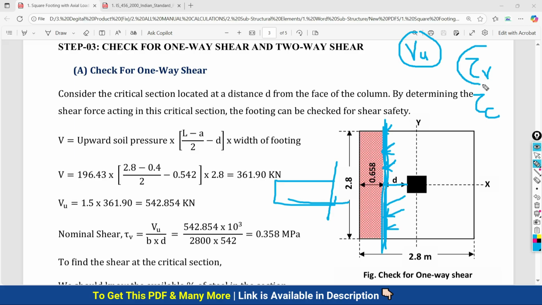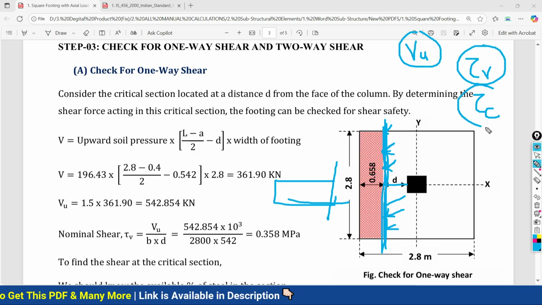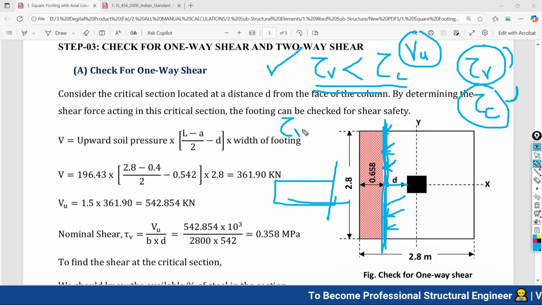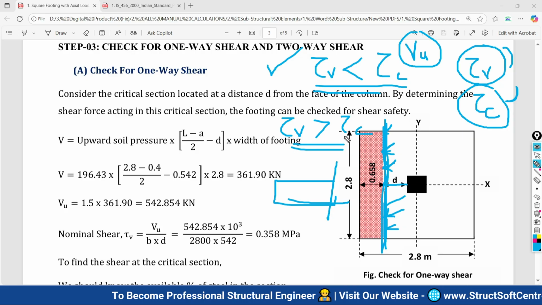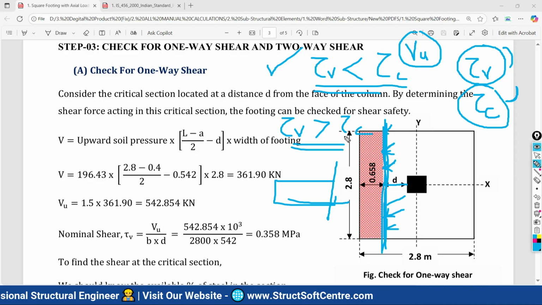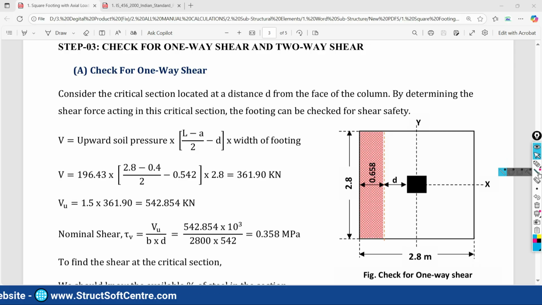And you need to compare this nominal shear and this critical shear. This is the action, this is the reaction and resisting capacity. So always your action should be less than the capacity, and if this criterion is satisfied, it means that our design is safe. If your nominal shear is more than your critical shear, at that time your design is failing. You need to increase the reinforcement, you need to increase the depth, you need to work on that. So we have to check whether our design is safe or unsafe for the case of one-way shear.